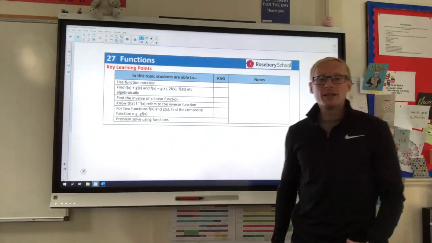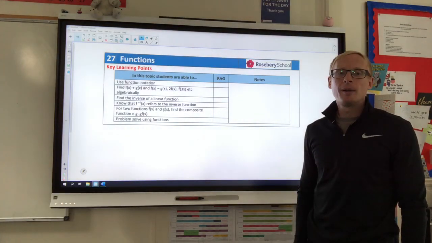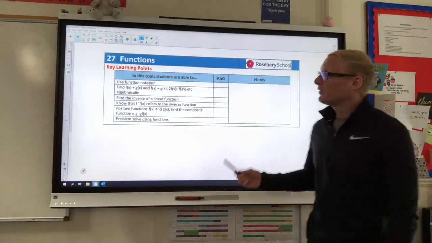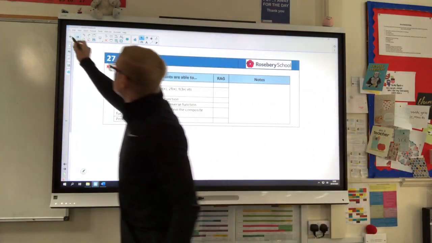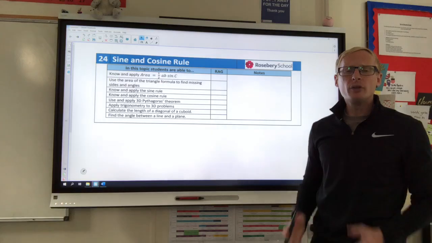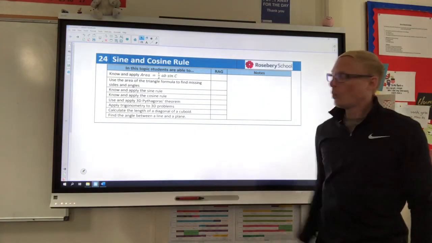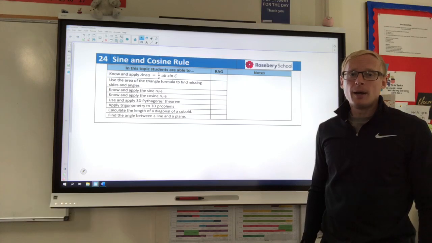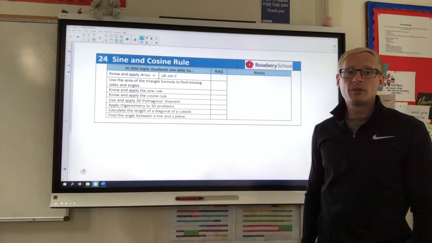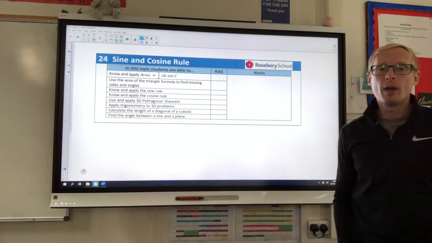Hi, so in today's lesson we're going to start a new topic, topic 27, functions. Before we get to that, I just want to briefly talk about the previous topic, topic 24, sine and cosine rule. Now if you've completed all the lessons up to this point, you will know that we've done the first 4 of these bullet points. You will have done a check-in task, you will have emailed that to your teacher, and they will be able to give you feedback on that.